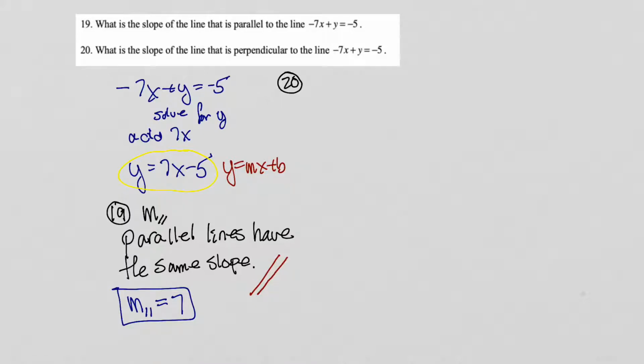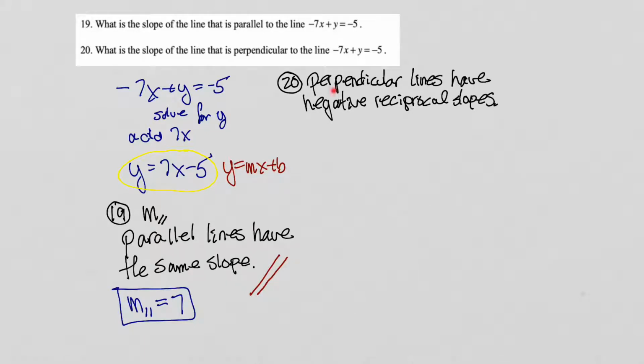Problem 20, we're looking for the slope of the line that's perpendicular to this line, right? We want the line that's perpendicular to it. So we know that perpendicular lines have negative reciprocal slopes. That's a lot of words all in one place. Negative reciprocal slopes. Here's what this means.